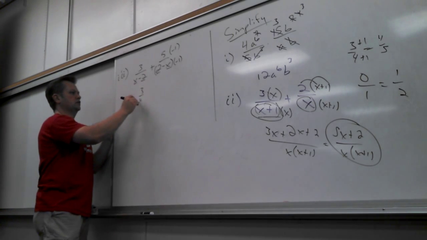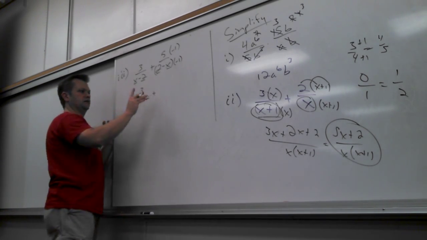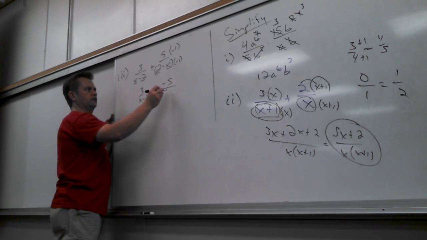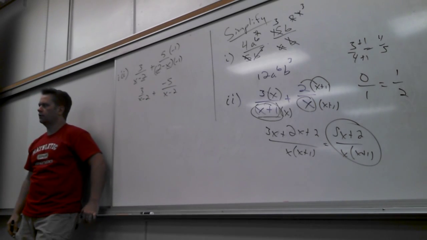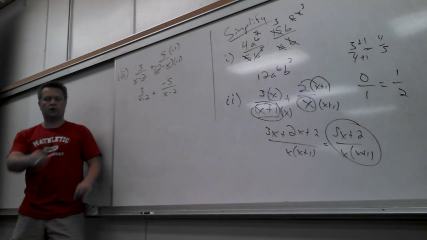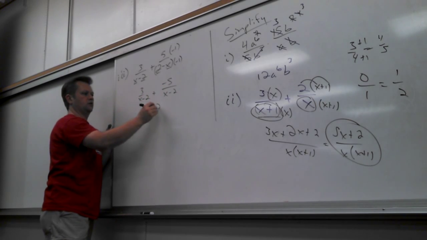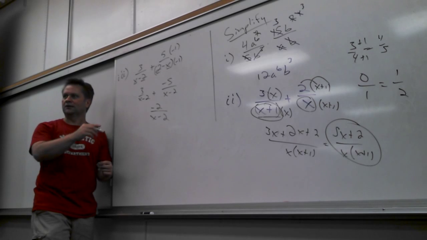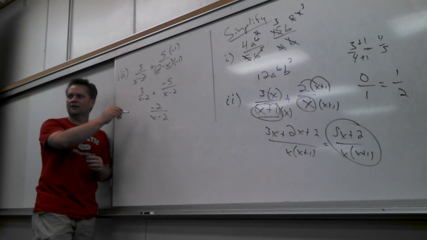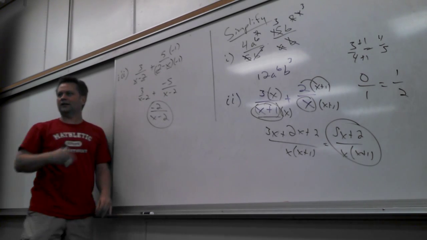So I get 3 over x minus 2 plus -5 over x minus 2. So now they have the same denominator. So then you get -2 over x minus 2. And then what can you do? It's good. Circle. I like it.